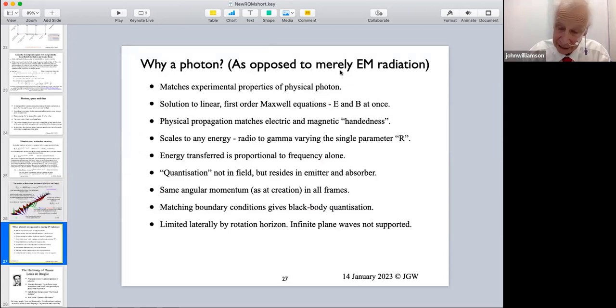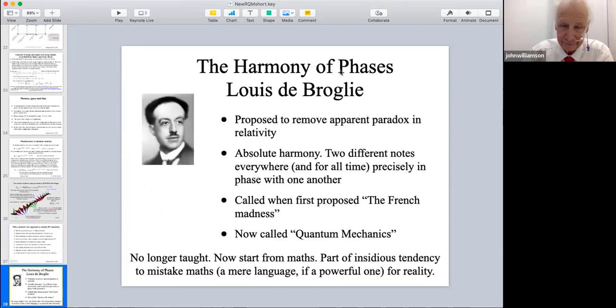It has the same angular momentum in all frames. It's quantized. Matching boundary conditions gives black body quantization. So it gives the initial thing the quantization was found on. And it's limited laterally, not only by a falling exponential, but also each element by a rotation horizon. Infinite plane waves are not supported. And what it does is it underpins and shows the why of the harmony of phases, Louis de Broglie.